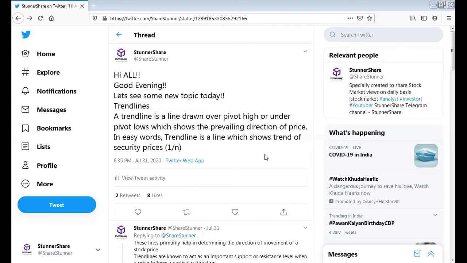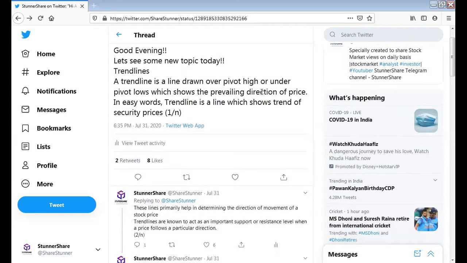So basically, what is a trend line? A trend line is a line drawn over pivot highs or under pivot lows, which shows the prevailing direction of price. In easy words, a trend line is a line which shows the trend of the security prices.